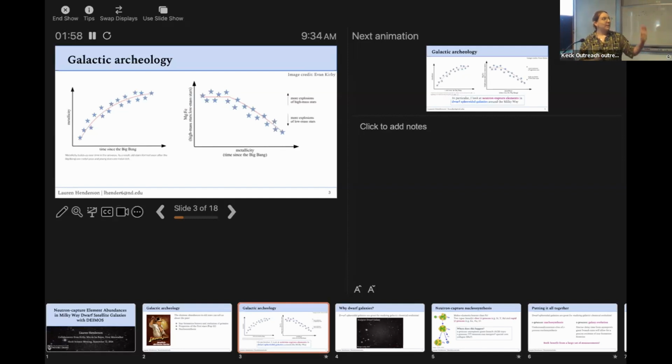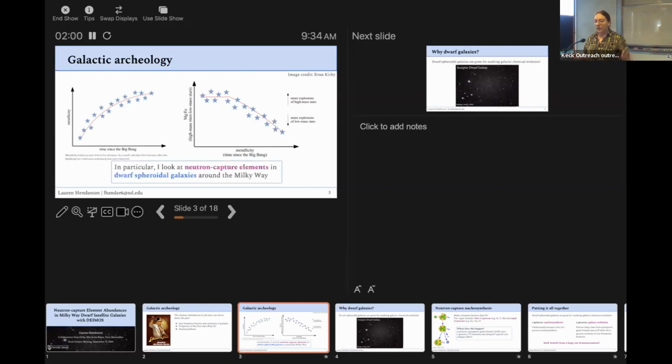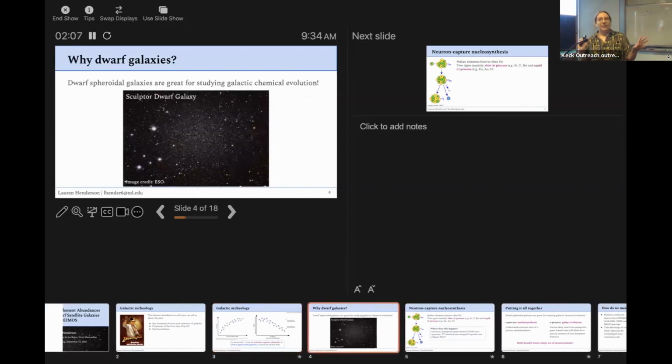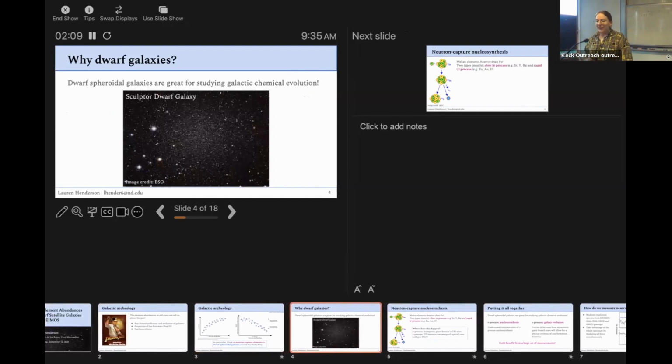So like I said, I'll be showing some real examples of these plots. And in particular, I look at neutron capture elements in dwarf spheroidal galaxies around the Milky Way. Dwarf spheroidal galaxies are really cool to study because they are great laboratories for galactic chemical evolution because they're old and they're simple. So this is a picture of the Sculptor dwarf galaxy. It looks pretty different than some of the other pictures of galaxies we've seen today because it doesn't really have a lot of dust and gas, and it doesn't have any star formation. Kind of just looks like an overdensity of stars.